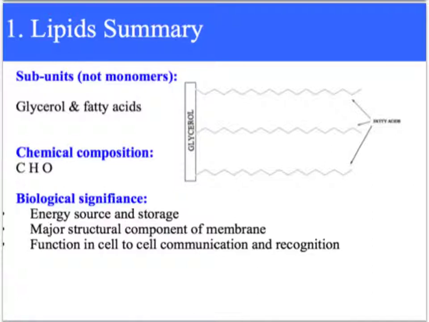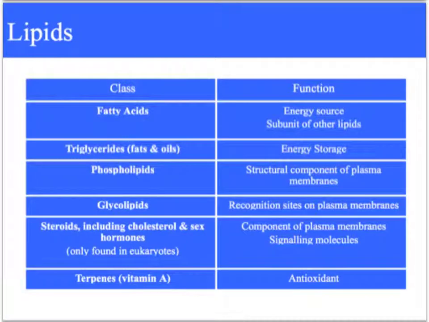It's a major structural component of the membrane, so it keeps our membrane slightly fluid, and it functions in cell-to-cell communication and recognition. When we move on to the immune system towards the start of term 2, that will become really important. So just keep that in mind and store that in the memory bank for later on. There are different types of lipids. I mean, the picture before, you had a triglyceride, whereas in your phospholipid bilayer, you've got 2 fatty acid tails. So some of the different classes of lipids that we come across this year.